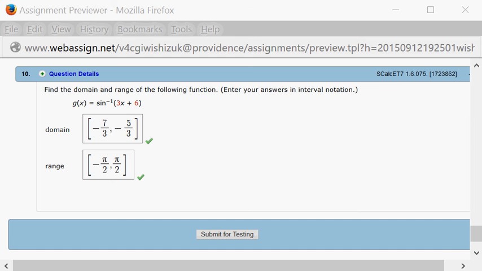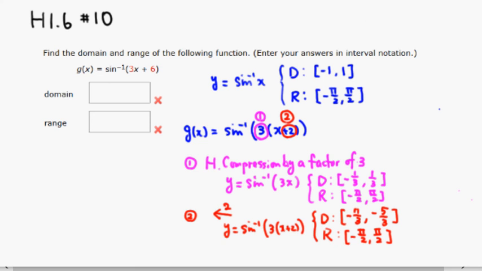It came back, and it looks like we got the domain and the range correct. That's it. All you have to do is start with the domain and range of the original arc sine, then apply a couple of transformations and see what kind of change we have to make to the domain and to the range. That's it. I hope that this was clear.